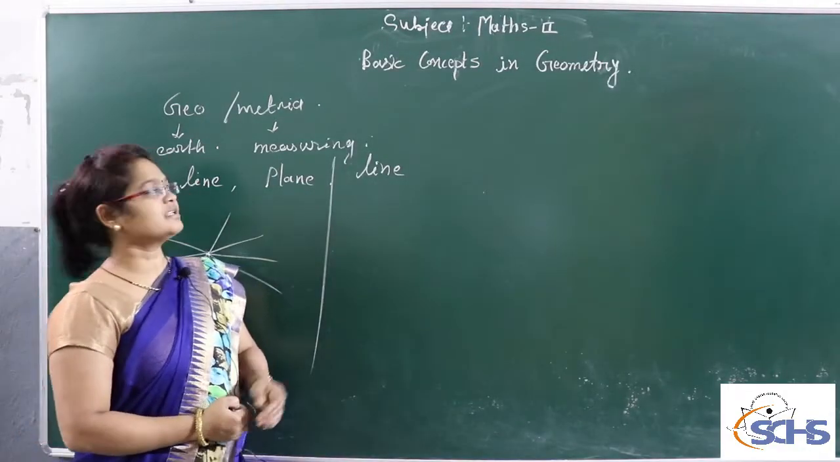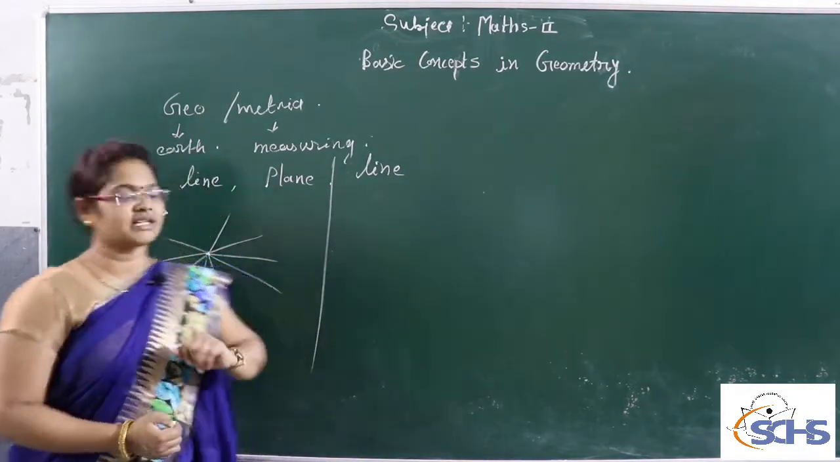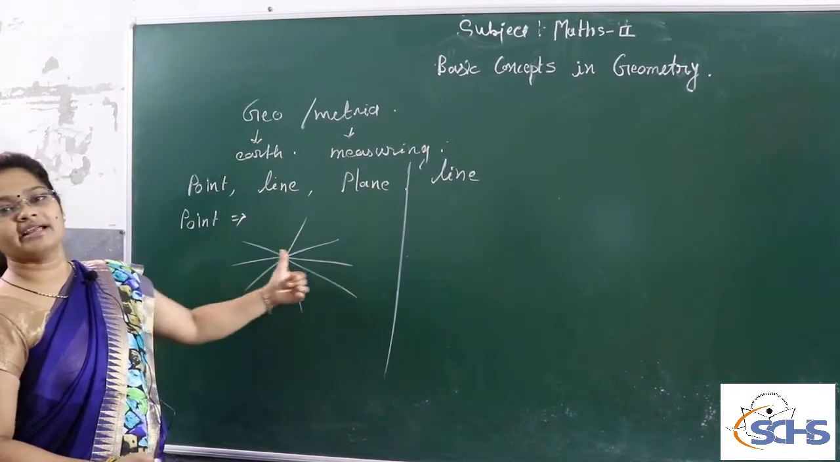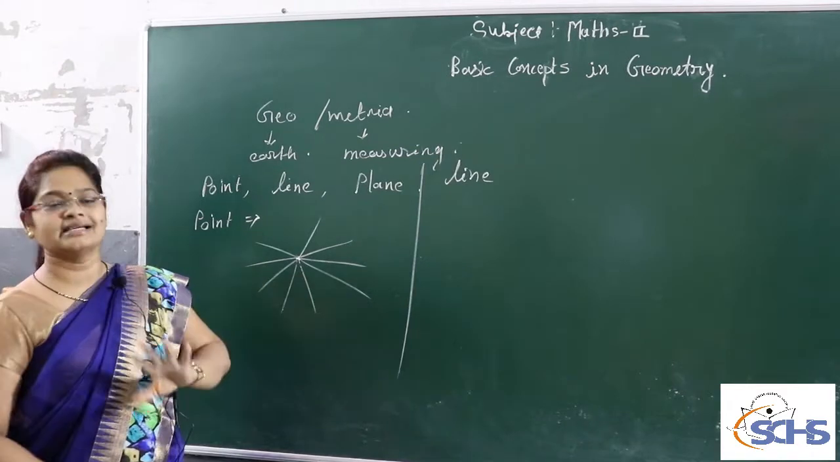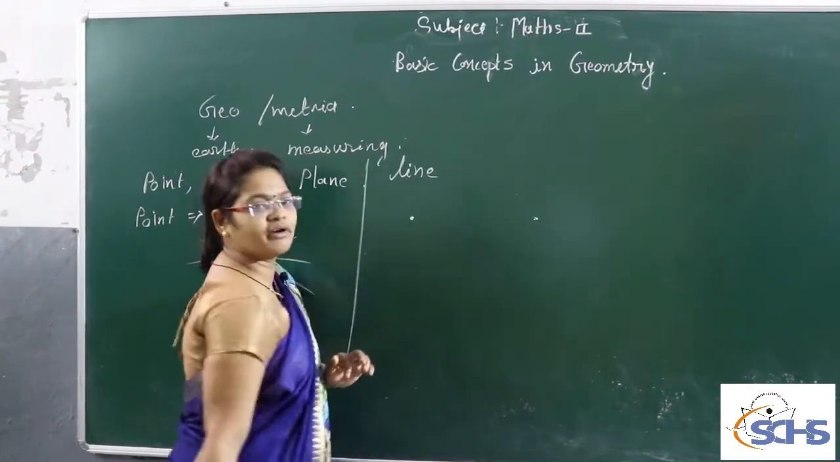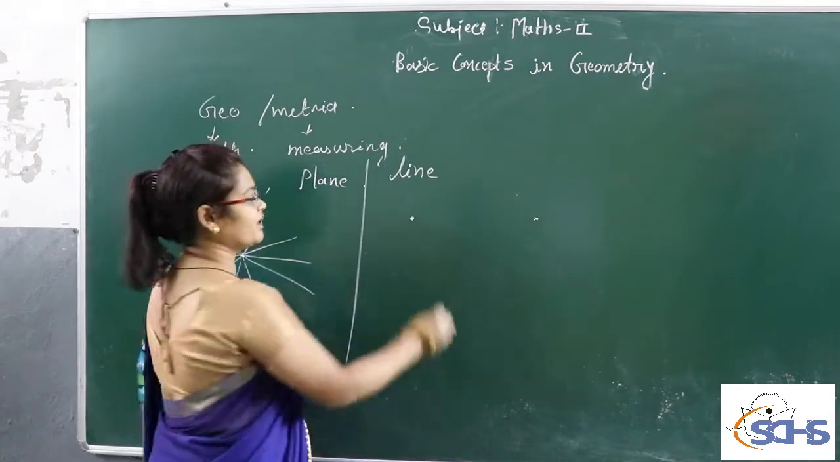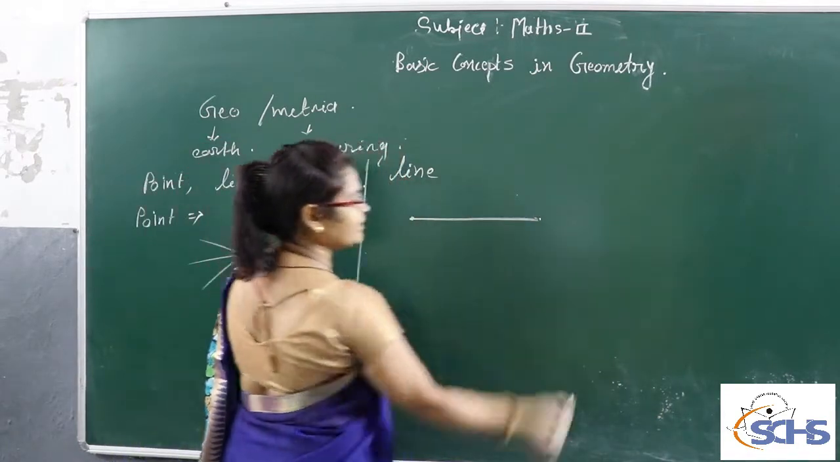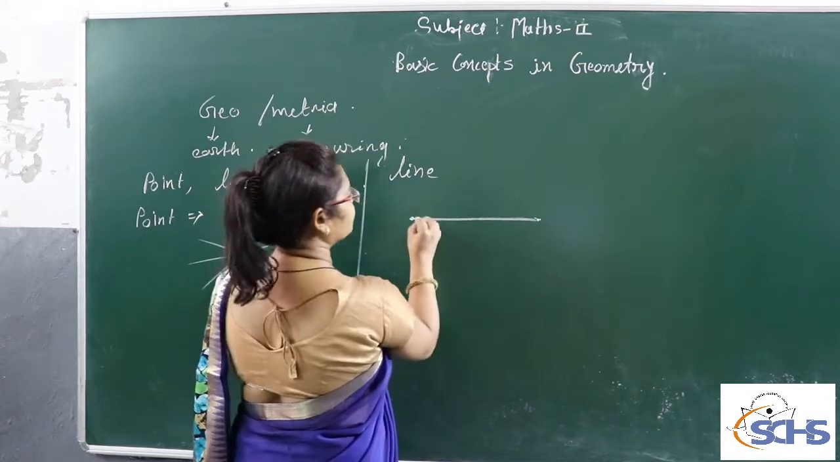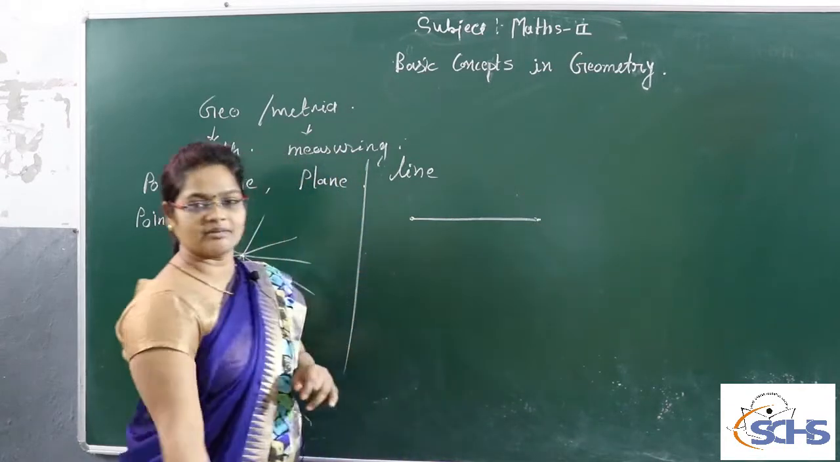Now let's discuss the line. See here, when we draw a point, infinite number of line segments can be drawn. In the same way, if we take any 2 points or more than 2 points and join them, this is called the line segment.